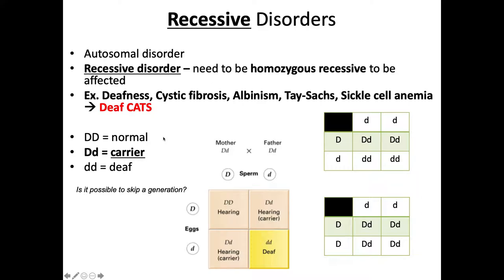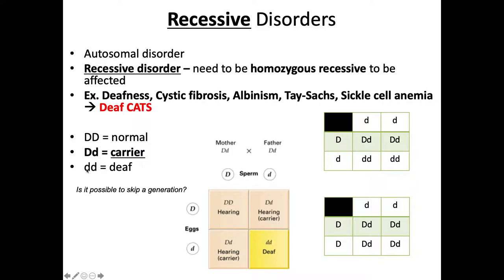And then most of the disorders that you find that are genetic are mostly recessive disorders. Here, take for example, deafness is an example of a recessive disorder. Now, if the individual is homozygous dominant, that means the individual is normal. They can hear. Completely normal, because they have two good alleles.